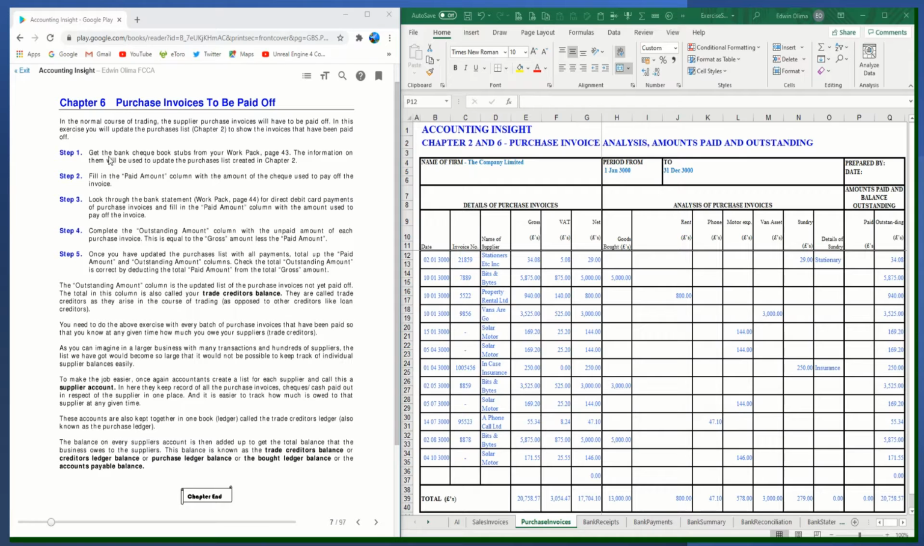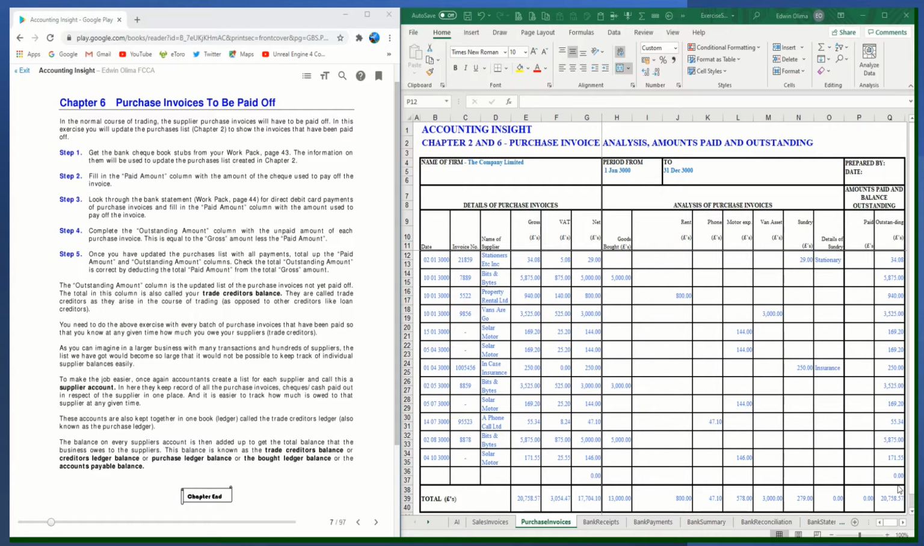So the first thing to do will be we're going to go through the bank checkbook stubs and use the information there to update our list of suppliers here with the amounts that we paid them. That would be step 2. And then we'll also look through the bank statement because there'll be some direct payments from the bank. We'll update the amounts we paid the supplier there. We'll then complete the outstanding column here. So this will need to change.